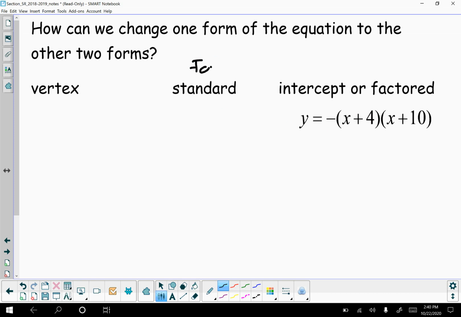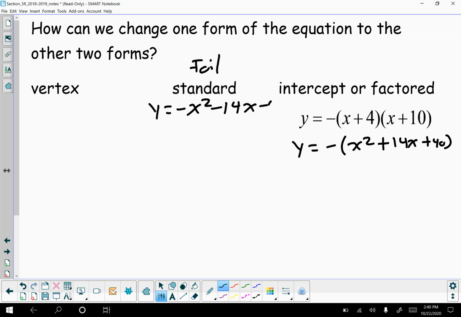So I need to make sure I FOIL. X squared plus 4x plus 14x plus 40. Distribute the negative. There's our standard form. If I want to put this in vertex form, I need to complete the square.